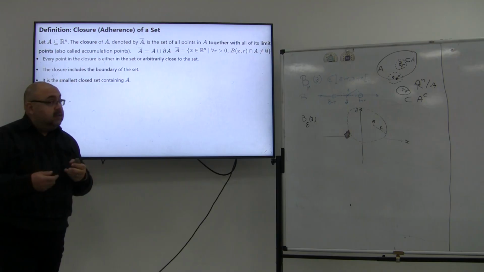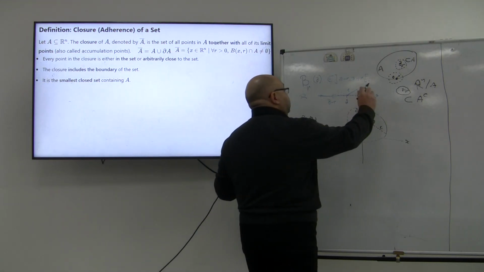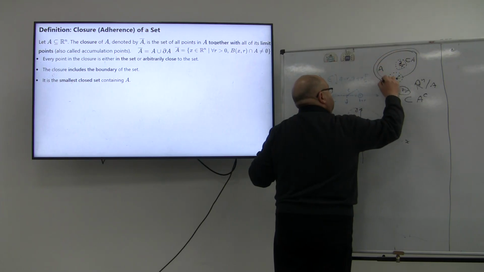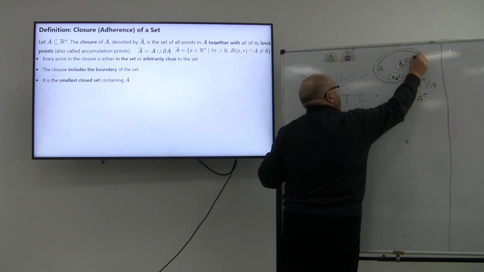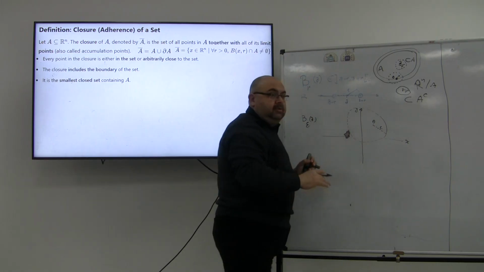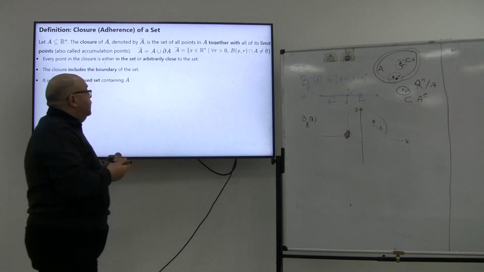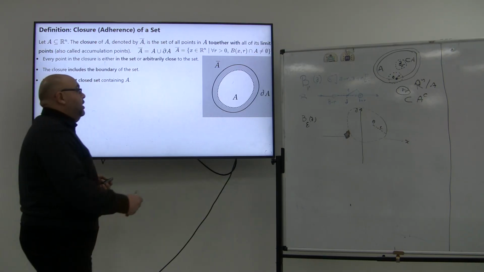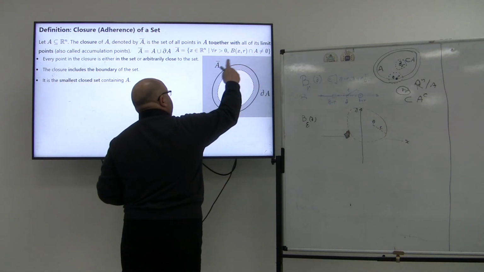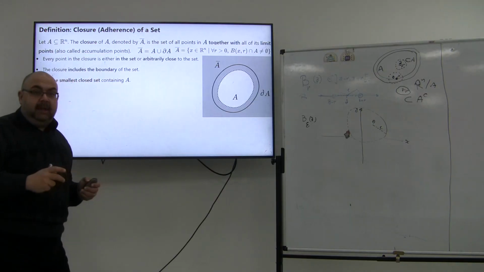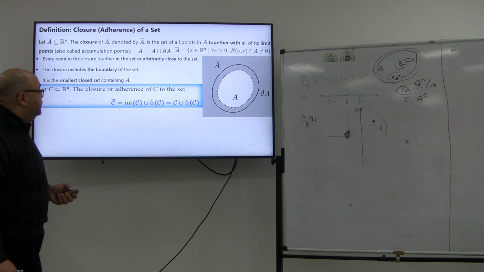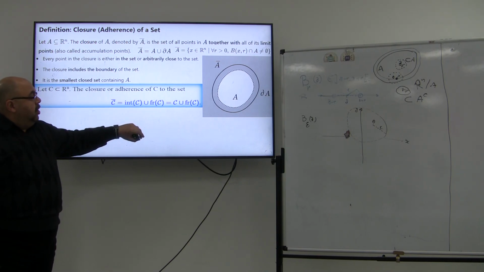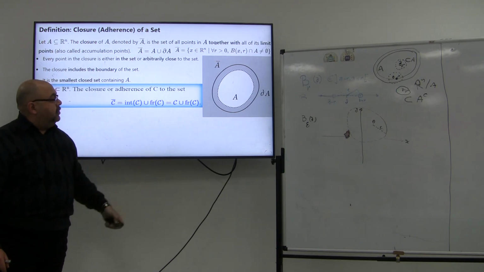So if this is the set A, the closure is the smallest set that I can form around A and that contains all of A. That's all the definitions of a closure. As you can see, this is A, this is the boundary, and this is A dash, which gathers A with its neighborhood. So it is the interior union the frontier of C, or C union frontier of C, as you can see.